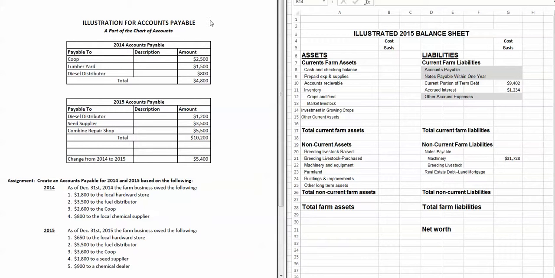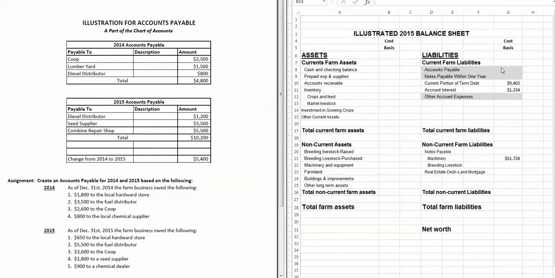In this illustration, we're going to show you how to complete the remaining entries under current farm liabilities on a 2015 farm balance sheet. We have already talked about the current portion of term debt and accrued interest on the term debt. And we also have talked about the loan balances that would go under non-current farm liabilities. Now we need to discuss accounts payable, notes payable, and something called other accrued expenses. And we're going to combine those all into one video.